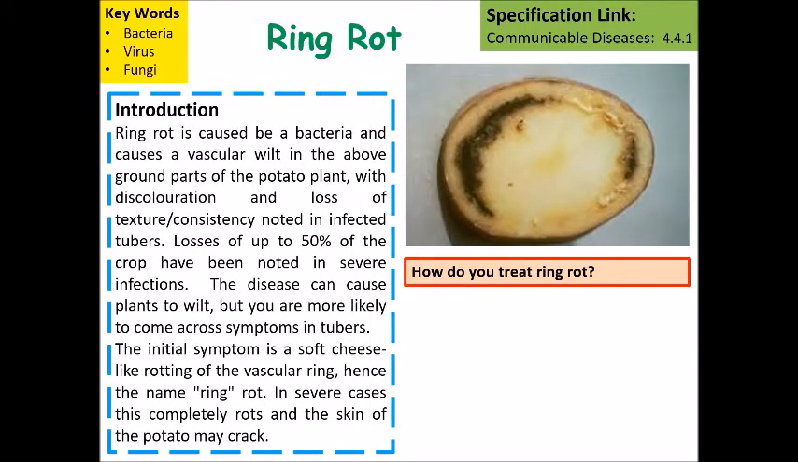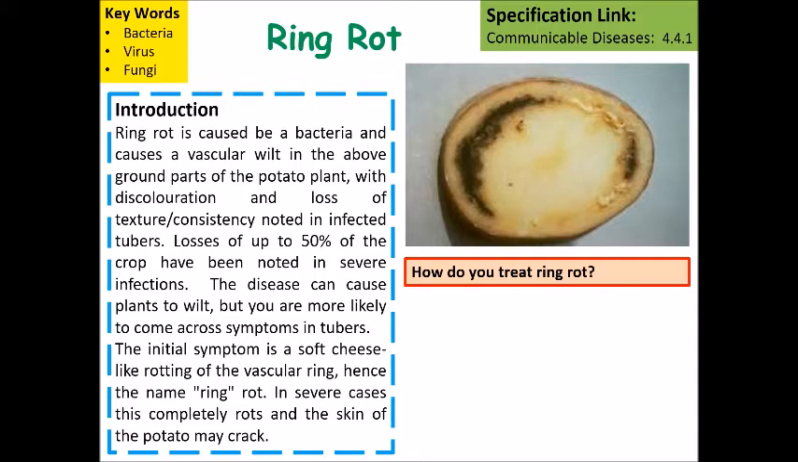So, the first type of plant disease that we need to consider is ring rot. Ring rot is caused by bacteria that causes vascular wilt above the ground of potato plants primarily. And this causes loss of texture, consistency, and causes them to go all mushy. Right, loss of up to 50% of the crop can be noted in severe infections. The disease can cause plants to wilt, but is more likely to come across in tubers. Right, tubers are the parts that are grown around. The initial symptom is a soft cheese-like rotting of the vascular ring, hence the name ring rot.